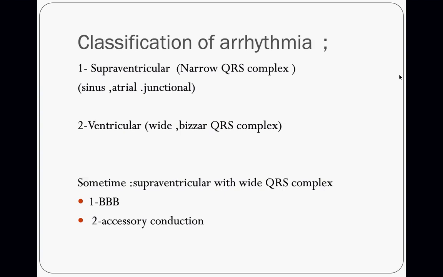and when there is accessory conduction. Accessory conduction is conduction of the impulse from the atria to the ventricle through a pathway other than the AV node and bundle of His, as occurs in WPW syndrome.